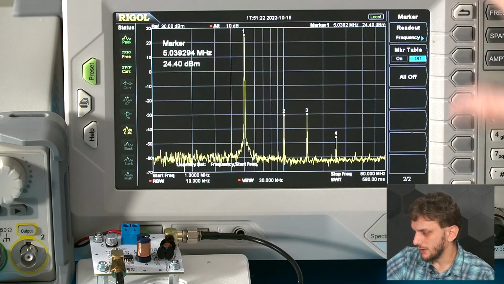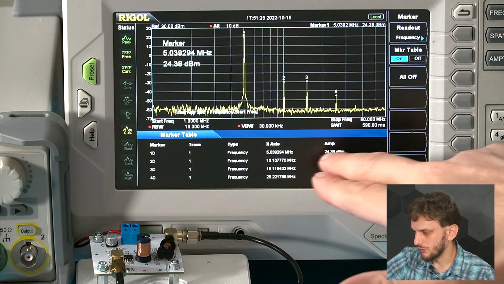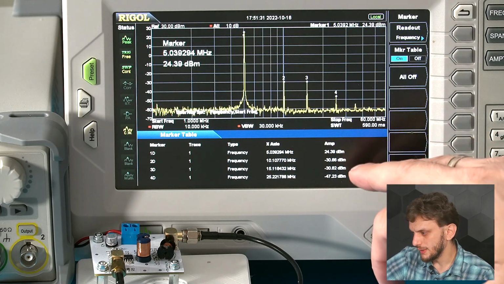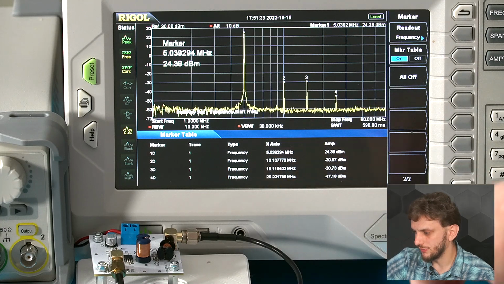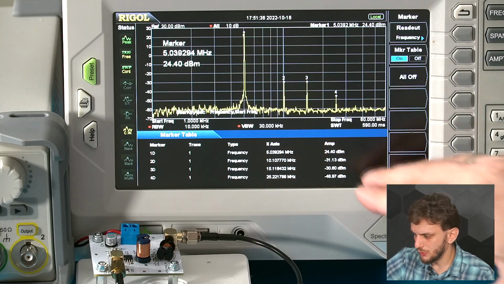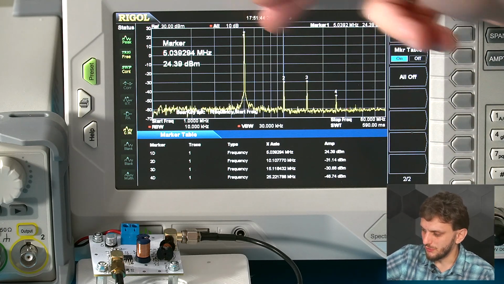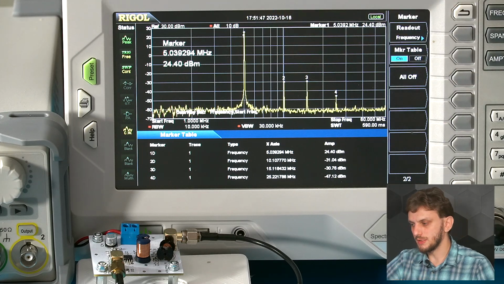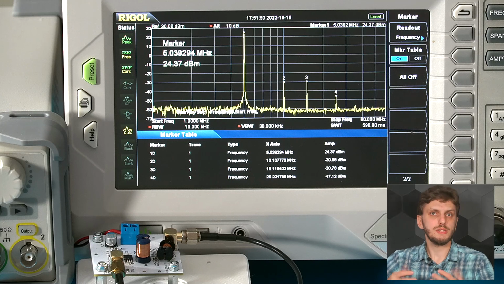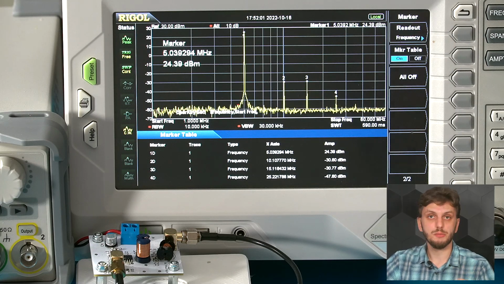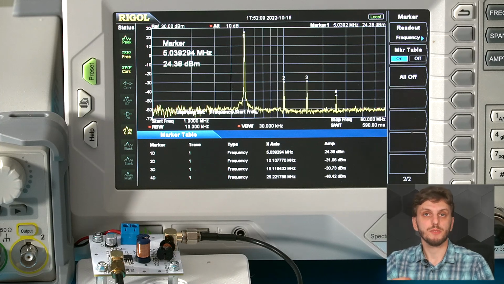and if we look at the marker table, we can see our fundamental at 5 MHz at about 24 dBm, and then the second and third spike, so at 10 and 15 MHz, have roughly the same amplitude, about minus 30, 31 dBm. So the amplitude difference between the fundamental and the highest spikes is about 55 dBm, similar to what the simulation was telling us. The main difference between this circuit and the simulated one being that the reactive components also have some series resistance. So when we performed the simulations, all of the components were ideal.